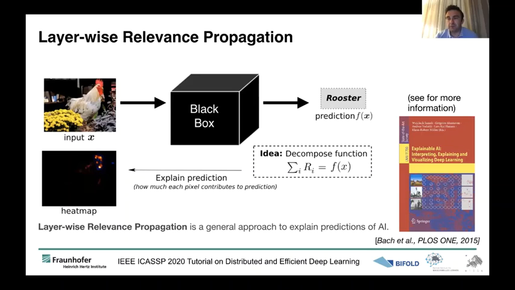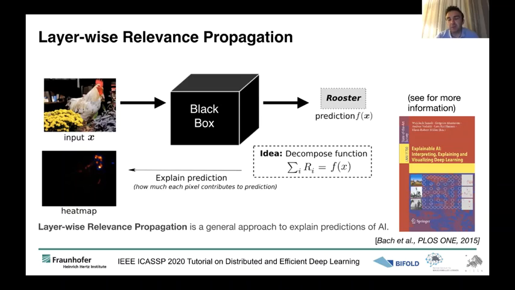I've also recently co-edited a book on that. There is a lot of work about that, but just so you get the main idea, what LRP does is it decomposes the prediction f of x into relevances, and it constructs heat maps where every pixel tells you how much it contributes to the prediction in the end. And it doesn't only do it for the input layer, but also for the intermediate layers.